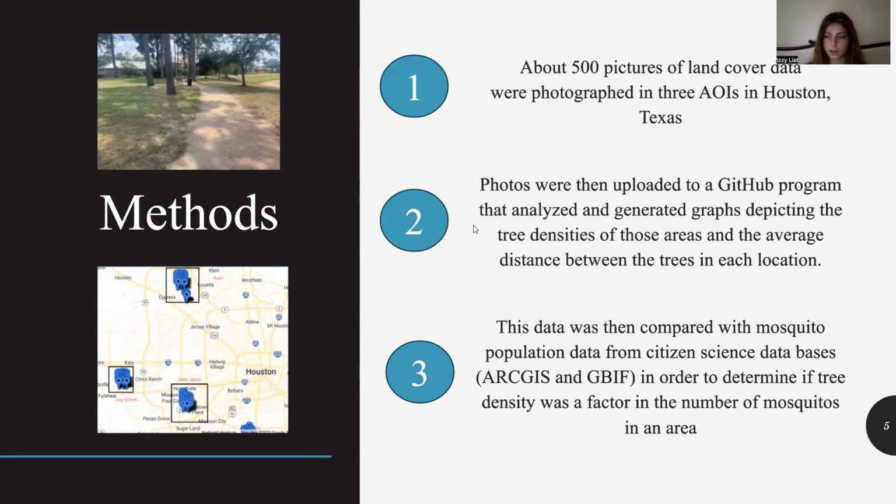We then obtained an ArcGIS polygon layer of our areas of interest and layered it onto the mosquito population data from iNaturalist and Mosquito Habitat Mapper that were in the region. In doing so, we were able to determine if tree density was a factor in mosquito numbers by generating 3 figures of Houston, Texas, one depicting tree density, one depicting tree concentration and urbanization levels, and one depicting mosquito population levels.